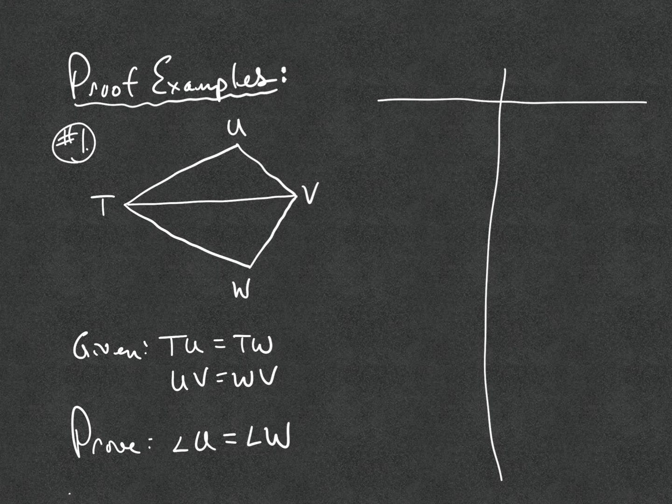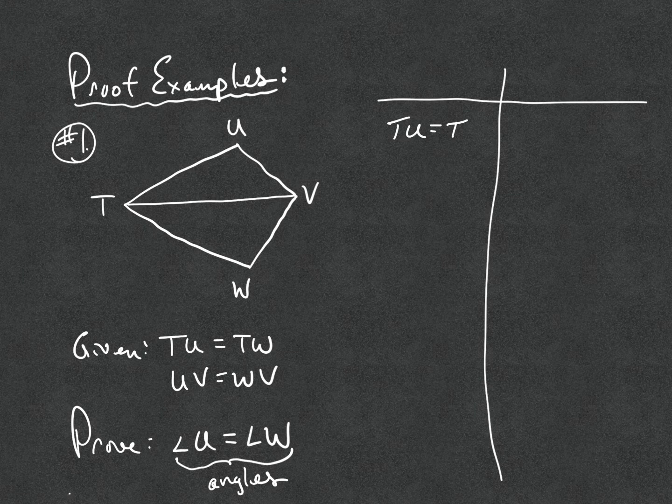So the diagram, I'm going to tell you that TU equals TW, I'm going to tell you UV equals WV, and then I'm going to ask you to prove that two angles are equal. So these two angles, U and W, I'm going to ask you to prove that those two angles are equal. So feel free to pause, and then when you're ready to go, here we go. Start off with the given information like always.